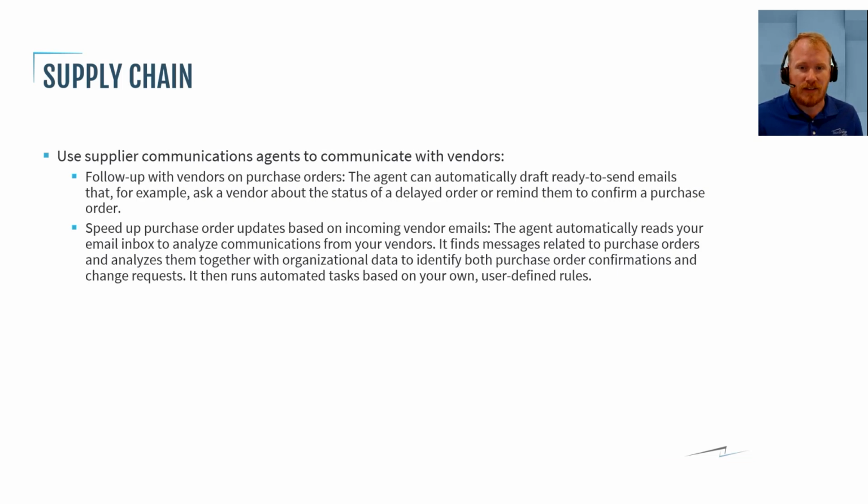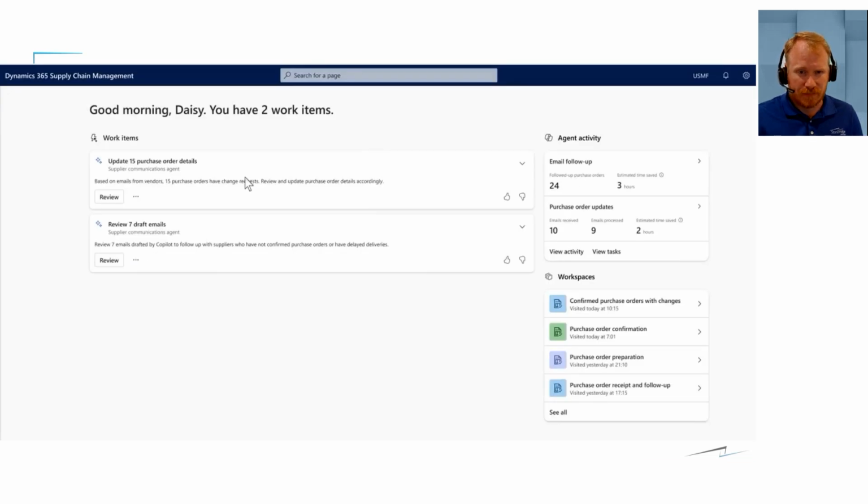In the first way, the agent will be monitoring purchase orders in D365 and then automatically drafting emails for you if it detects something like a delayed order. These emails are just proposals. I've got an example for this in a minute, and you can choose to send it as it is or change it. The other way, and I think this is very interesting, is that it can actually read emails from your vendors and then use that to recommend actions within the system based on rules that you've set up. So rather than talking through this, I do have some screenshots.